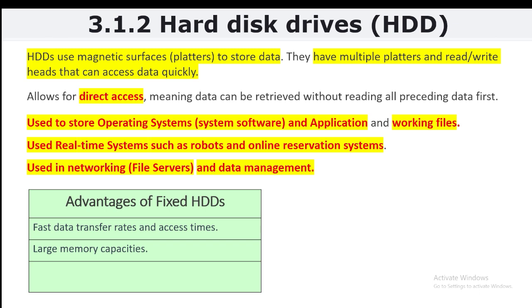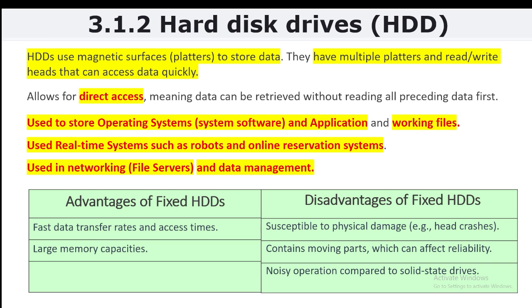There are some advantages to the use of hard disk drives. One, the rate at which data is transferred and accessed is much faster compared to the magnetic tape drive. And then again, they have large memory capacity to store any information you want.